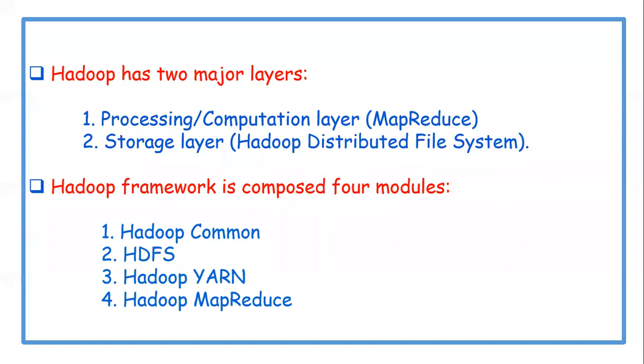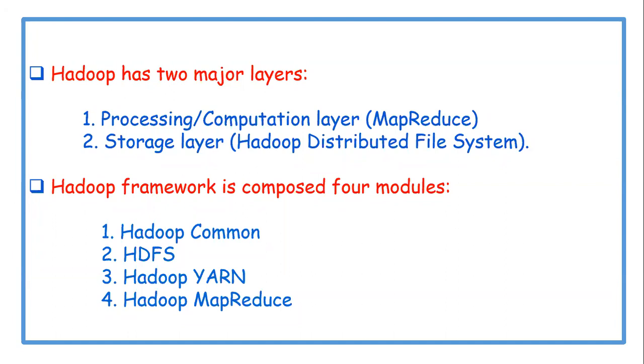The Hadoop framework is completely composed of four modules. Hadoop Common is one of the modules. This module supports some necessary services and requirements. Next one is HDFS. You already know HDFS is a storage component to store the data. Next one is Hadoop Yarn.